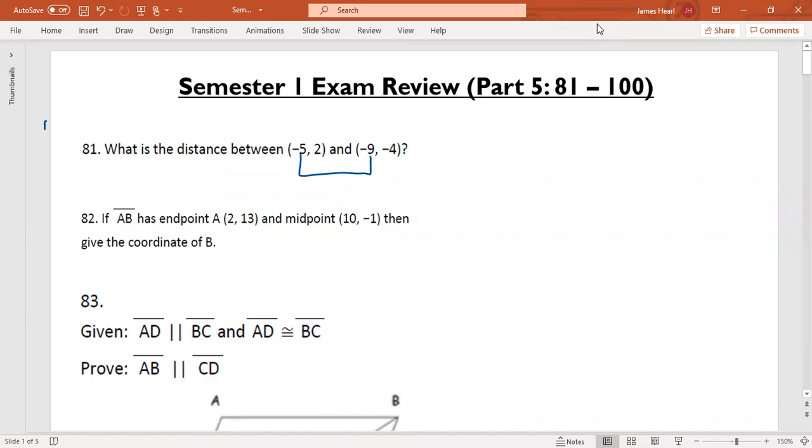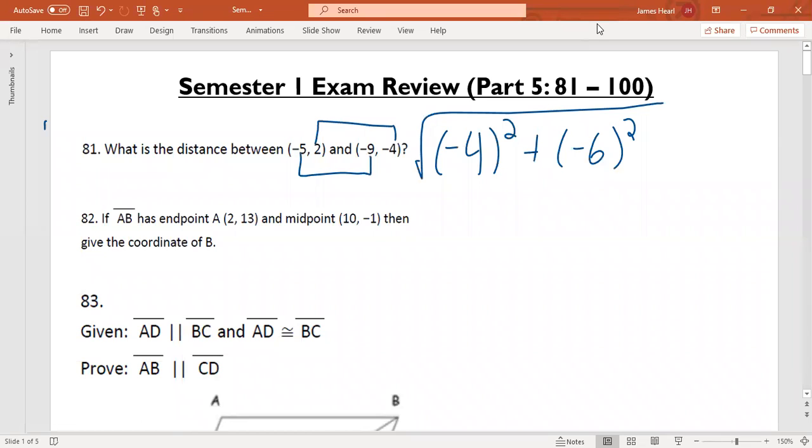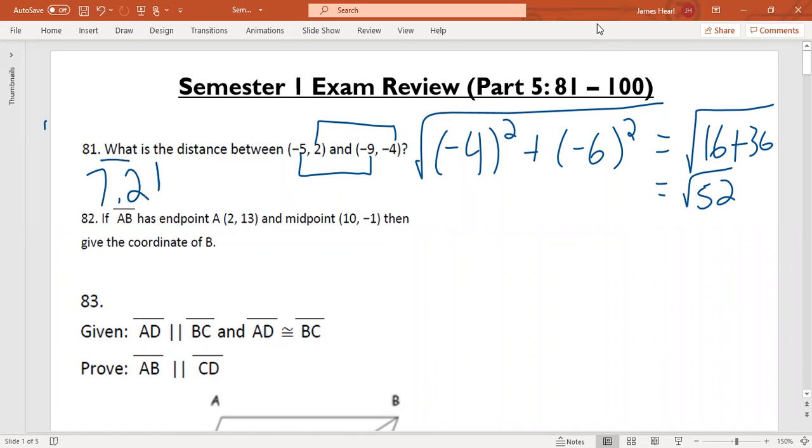From -5 to -9 will be -4, and that'll be squared. From 2 to -4, that will be -6 and squared, and we'll take the square root of the entire calculation. So that'll come out to be the square root of 16 plus 36, which is the square root of 52. If you have to give the decimal approximation, you can just simply grab a calculator. That'll come out to be approximately 7.21.